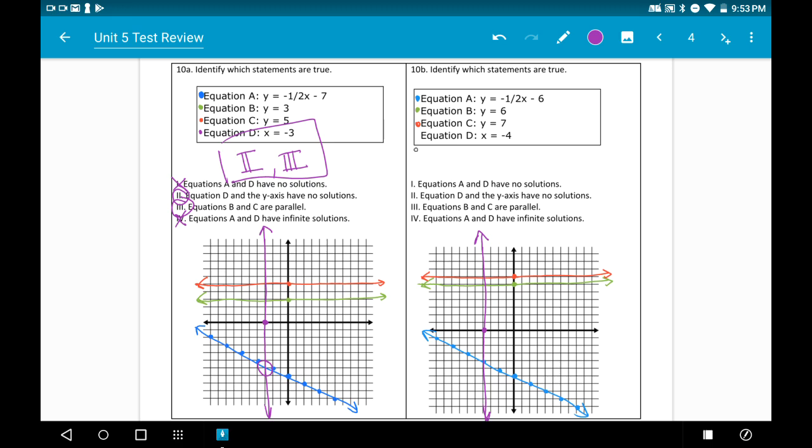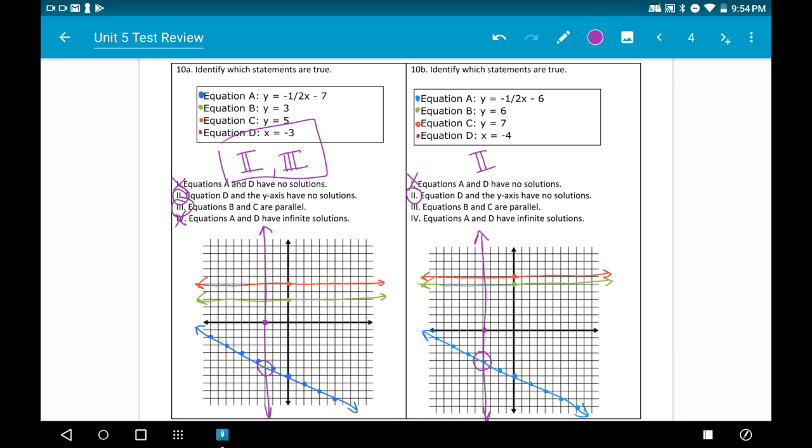And then again, we're just going to look and mark any out that are not correct. So A and D have no solution. So A and D, that's purple and blue. Again, those have a solution. It's right there. So not number 1. D and the y-axis have no solution. So D is right here, the purple one. Y-axis is right there. Those are parallel to each other, which means they have no solution. So 2 is correct.